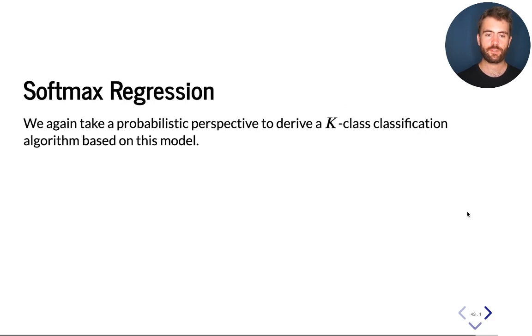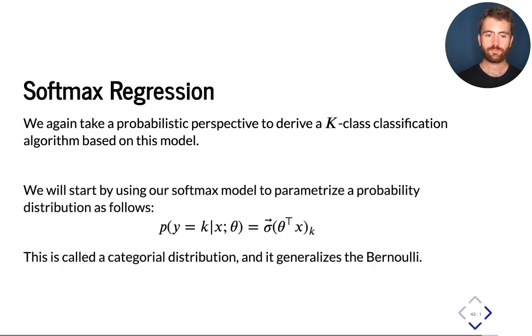Now we have defined our model, and in order to define an algorithm, we need to define an objective and an optimizer. And for the objective, we're going to again derive this objective from a probabilistic perspective. Just like we did for logistic regression, we're going to use our softmax model to parameterize a probability distribution as follows. So here we're going to again interpret each component of the softmax function as a probability, because it's between 0 and 1, and all these components sum to 1.